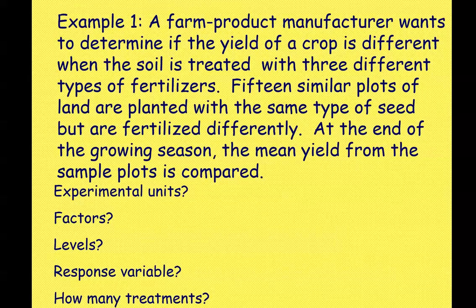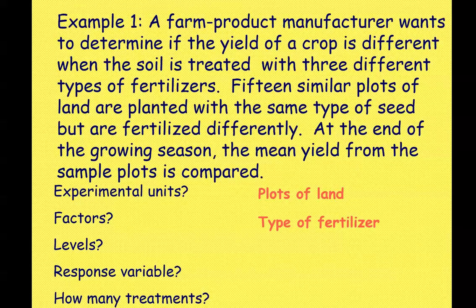Okay, so what are the experimental units here? That would be the plots of land. That's what we're giving the treatment to, to see if it made a difference. What are the factors? There's just the type of fertilizer. I'm sorry, the levels would be 3: fertilizer A, B, and C.